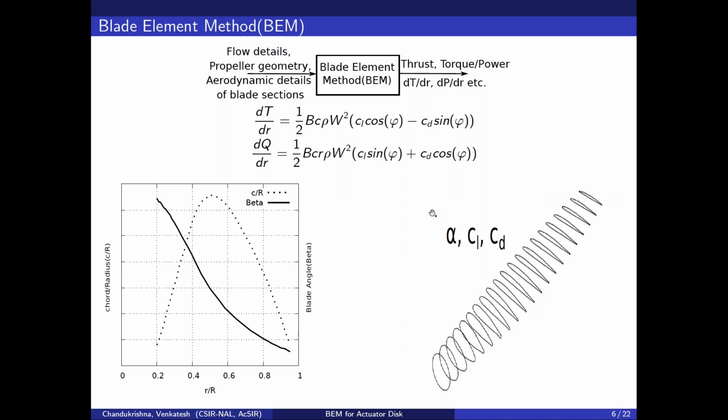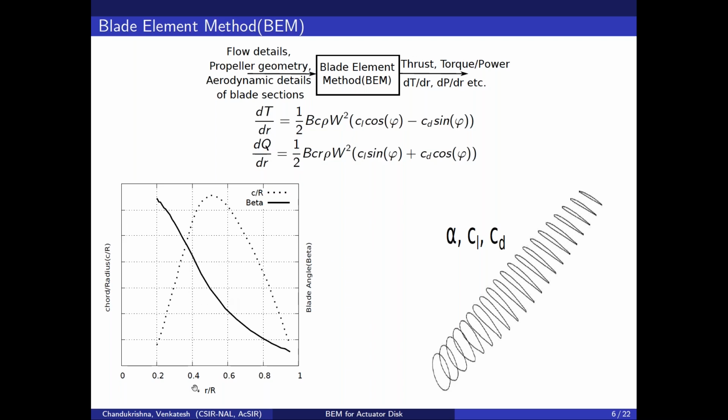This slide shows the brief methodology of the blade element method. The blade element method is a methodology where we can get the thrust, torque, or power of the propeller with the given flow details, propeller geometry, and aerodynamic details of blade sections. These are the equations which we are going to use to get the radial variation of thrust and torque. And the input details are as shown here.